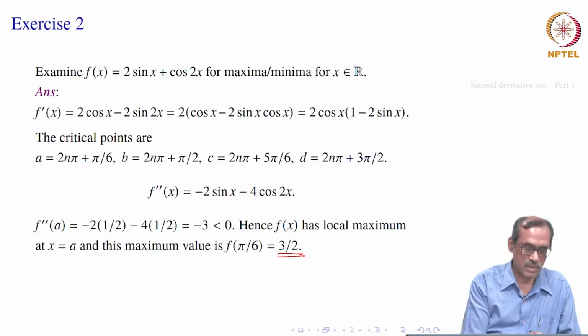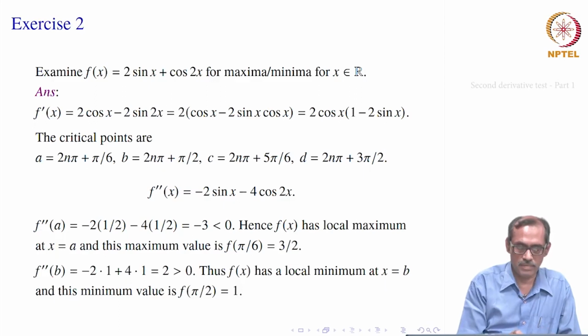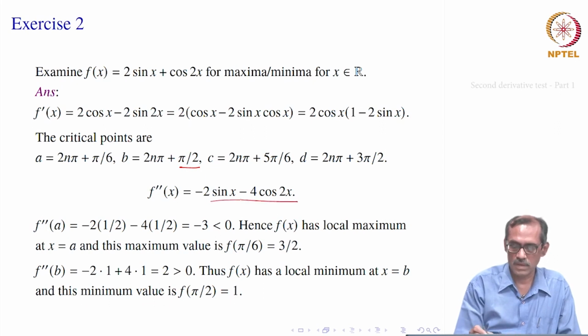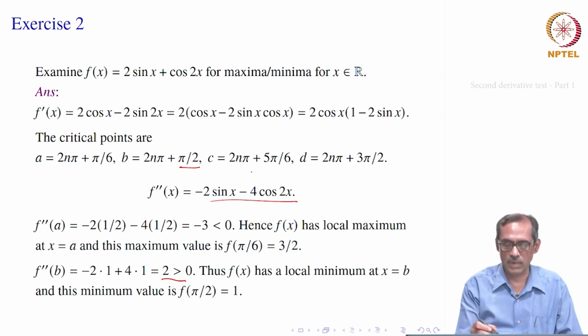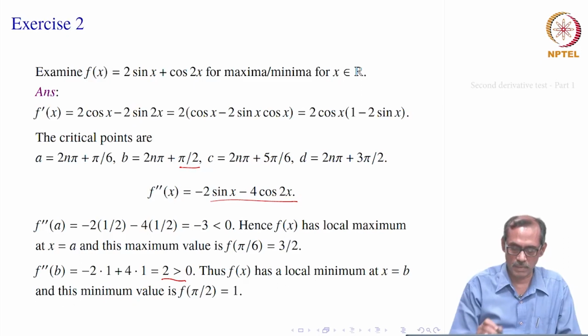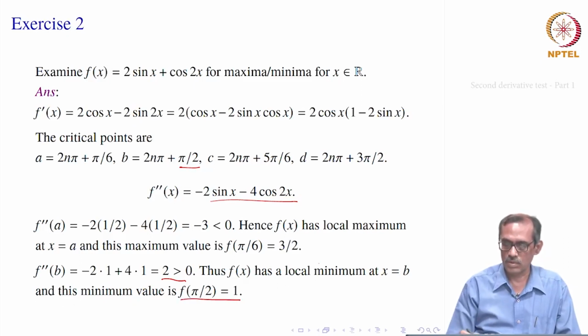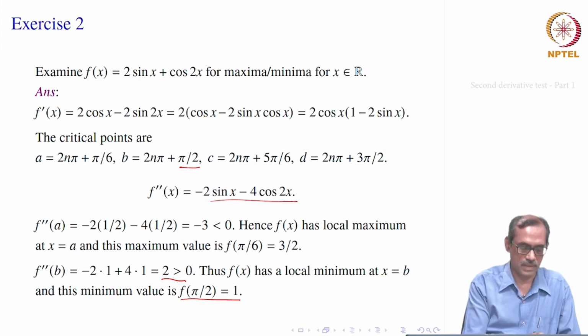Okay. Now, similarly, we should discuss all the 3 types of points B, C and D. At B, if you substitute π/2 in f double prime, sin becomes 1 and 2x becomes π. So, that gives minus 2 into 1, and minus 1 comes from cos 2x, so that gives plus 4, total 2, which is bigger than 0. So, since f double prime of B is greater than 0, at B there is a local minimum of f(x), and the minimum value is f(π/2), that gives 1. So, this is a local maximum, this is a local minimum.